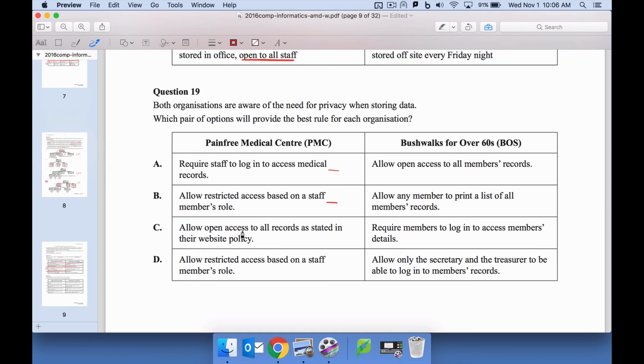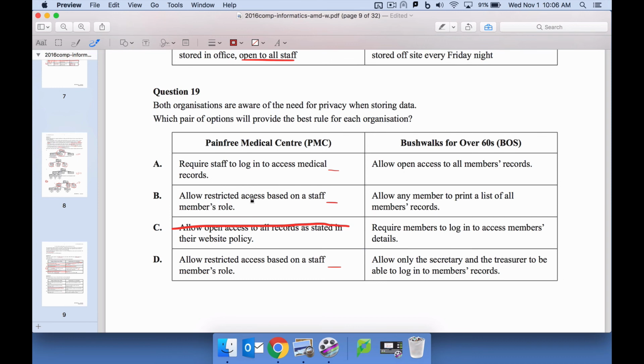Let's go to the next one. Allow open access to all records as stated in there. No, we probably do not want this to happen. So instantly, without reading the next BOS option, C is probably not our answer here. Allow restricted access based on a staff member's role. Yes, that sounds familiar. B and D, they are the same. So that's probably a hint that it's probably going to be one of these two.